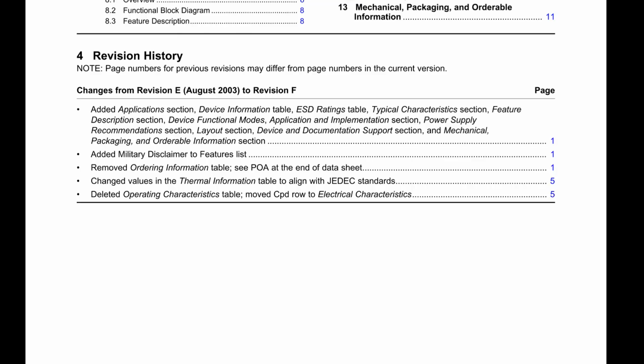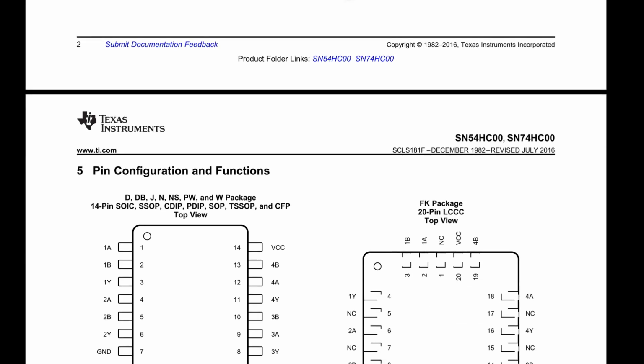Look out for the revision history, by the way, because often they might change some important stuff from revision E to F. What have they added? They've changed the ESD, they've added the ESD ratings table. Maybe the old data sheet didn't have that, for example. Added a military disclaimer and things like that. But there can often be really important changes, especially in complex modern devices like microcontrollers, which can have really important differences in the revision history. They can have all sorts of silicon bugs.